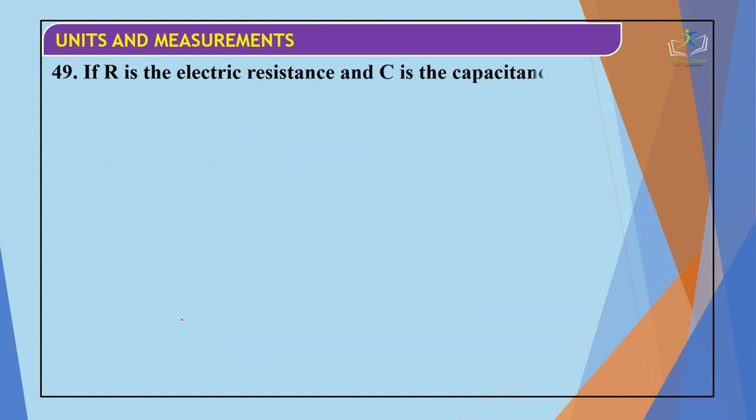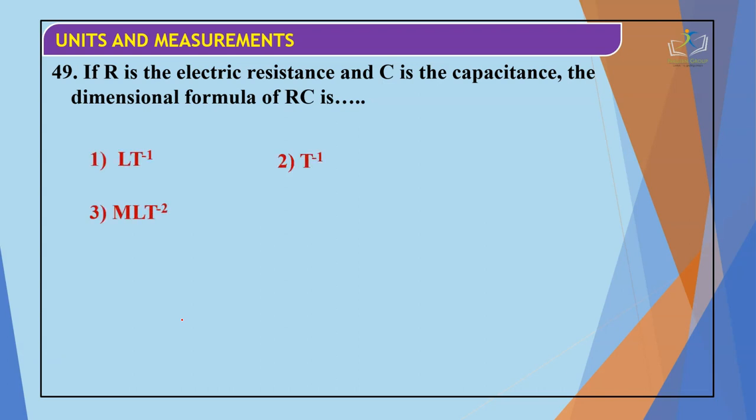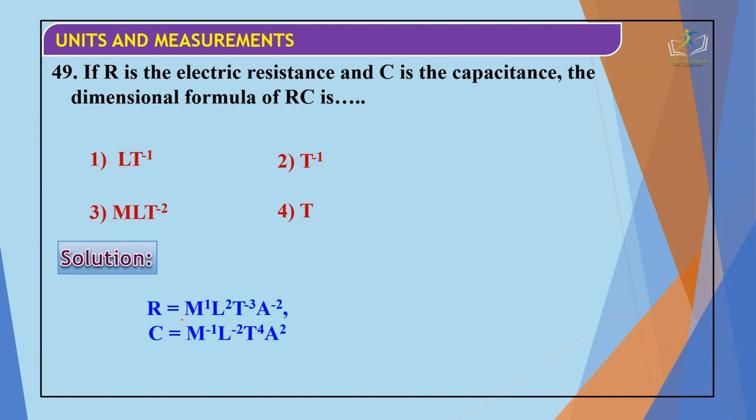Question 49: if R is the resistance and C is the capacitance, then the dimensional formula for RC is, with options LT minus 1, T minus 1, M, LT minus 2, and T. So R resistance is ML2 T minus 3 A minus 2, and C capacitance is M minus 1 L minus 2 T4 A2. According to that, the correct answer is T.